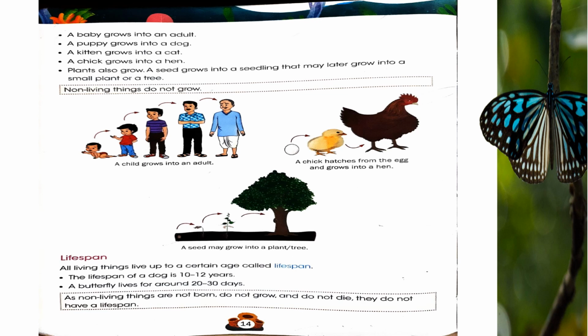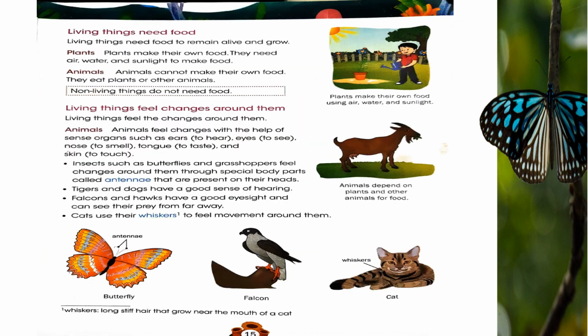Now, lifespan. All living things live up to a certain age called lifespan. The lifespan of a dog is 10 to 12 years. A butterfly lives for around 20 to 30 days. As non-living things are not born, do not grow, and do not die, they do not have a lifespan.